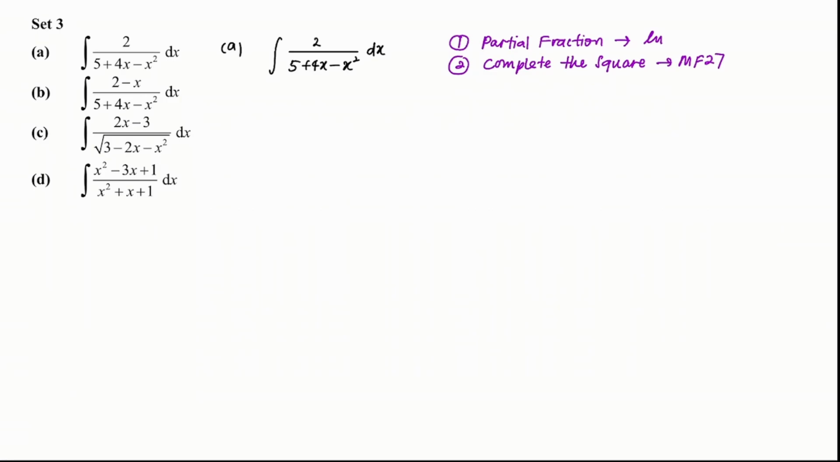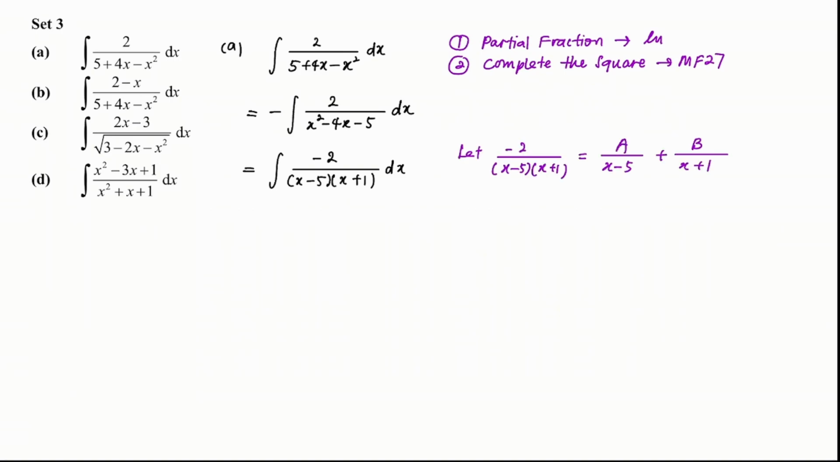So let's look at method 1, partial fraction. I think it will be easier if we make the denominator positive. Now in the next step, let's factorize our denominator. Once we factorize, let's invoke our partial fractions and break this into two separate fractions. This is something we've done in additional maths already. So I'm going to let negative 2 over the fraction that I have be equal to the sum of two different fractions.